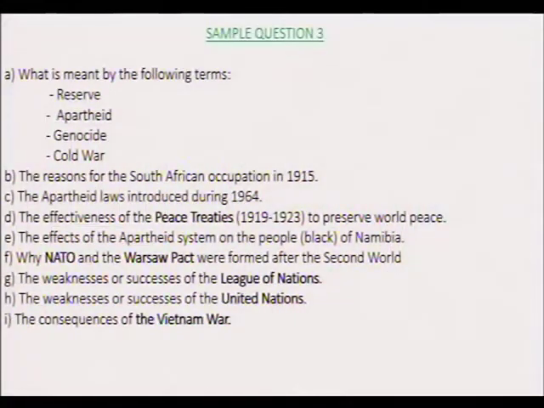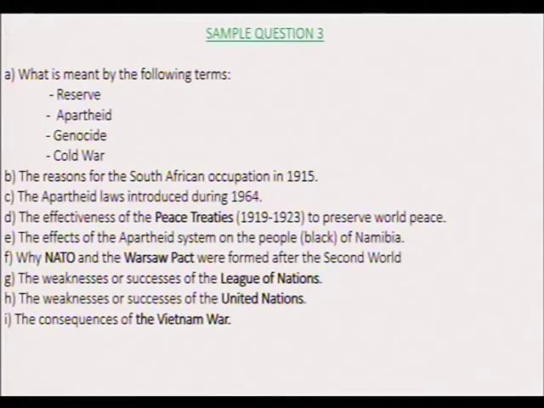You can create a little table for yourself also, as I've explained in the geography section, so that you understand the meaning of these concepts and what they mean. Also, sample questions in relation to history, for example, is what is meant by the following terms: reserve, apartheid, genocide, Cold War. It can be other concepts as well. It's just to test your understanding of the concepts.